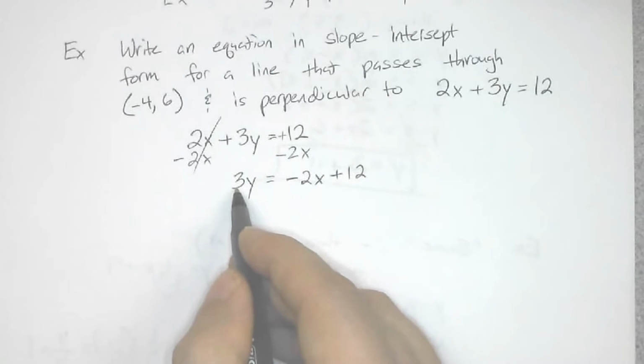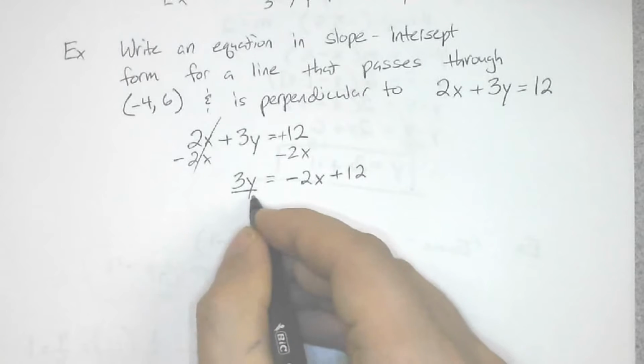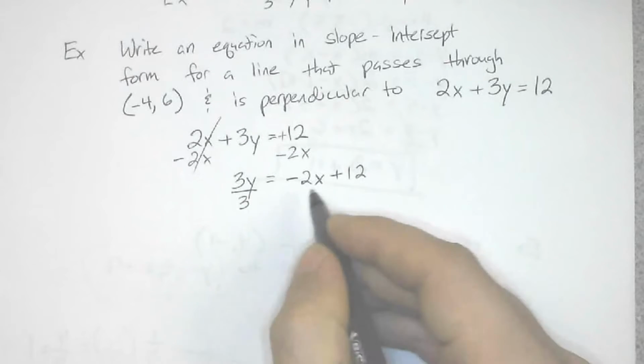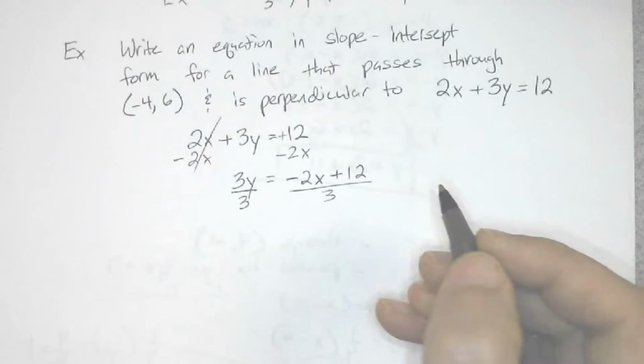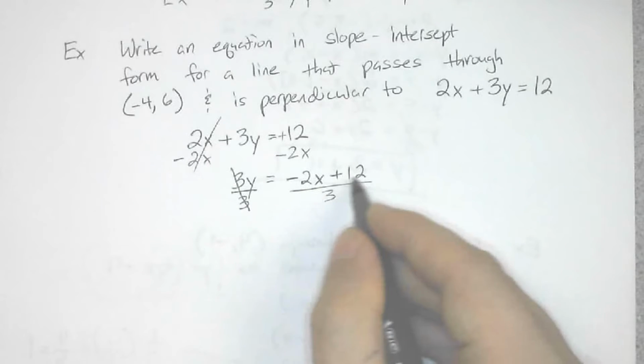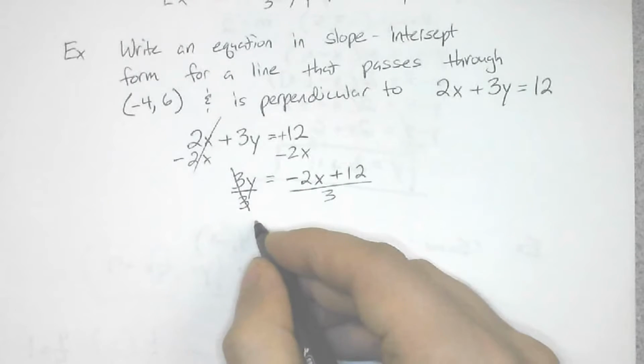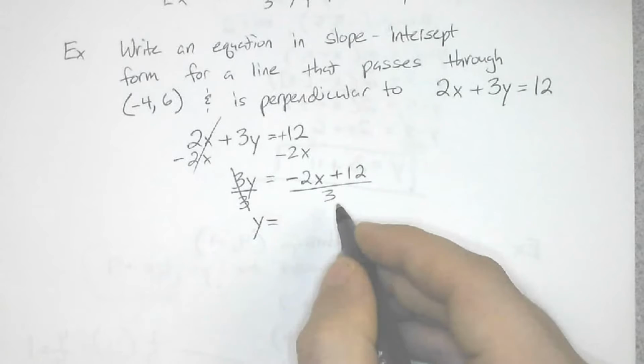Now, we want to get rid of this coefficient here, this 3. So watch what I can do. I'm going to divide the left side of the equation by 3 and the right side of the equation by 3. Got to do the whole thing. You can't just pick and choose parts. Right here, this cancels. We're left with y.